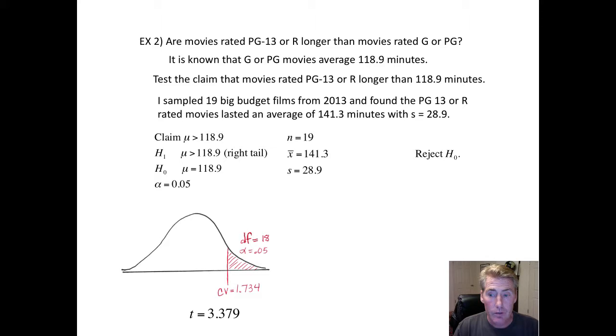So that means reject H sub O. So that means that they are not equal to the 118.9. And because this landed to the right, that indicates greater than. So the claim is true. So the movies that are for the older people actually last longer than movies for the younger people. Which sort of makes sense to me because kids don't usually want to sit through 3-hour movies.